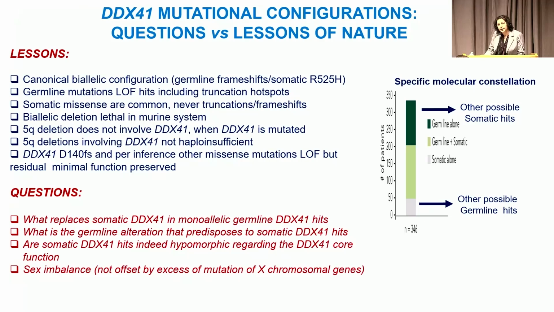So we know that looking at patients and their genome, we can learn lessons from nature. And we have also learned that in the case of DDX41, this gene is present on chromosome 5q but is never deleted, and somatic mutations are often missense mutations. There is never a somatic mutation that is frameshift or truncating. What we don't know, and this is part of what we are working on recently in the lab, is how to explain the cases that only carry monoallelic germline DDX41 or the ones that only carry somatic DDX41. And there are other open questions, for example, looking at the structure and the core function of DDX41, can this mutation be hypomorphic? And what about gender? Because we know that there is a prevalence that is skewing in the male. However, we have demonstrated that none of these male patients that carry DDX41 have a skewing of mutations on genes of the X chromosome.